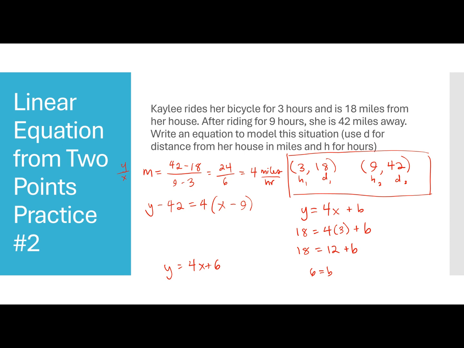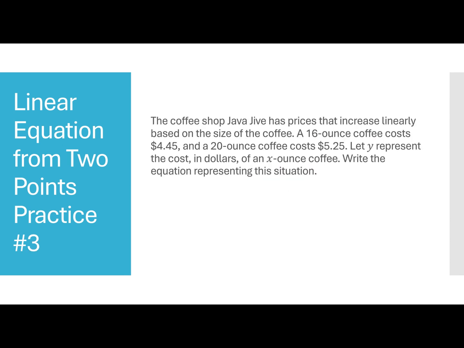On we go. The coffee shop Java Jive has prices that increase linearly based on the size of the coffee. A 16-ounce coffee costs $4.45, and a 20-ounce coffee costs $5.25. So we're going to let y be the cost in dollars of an x ounce coffee. That's our size. So we're going to write an equation for this.